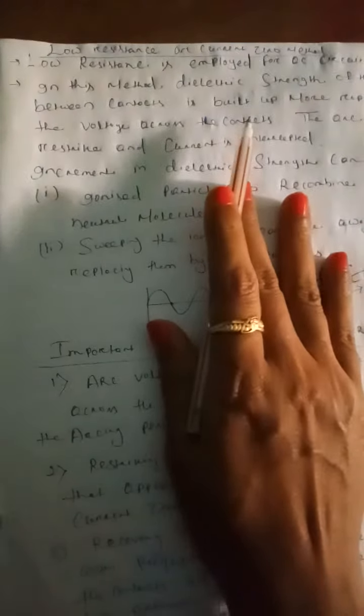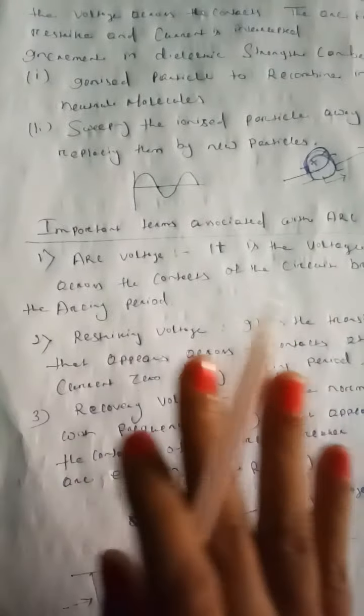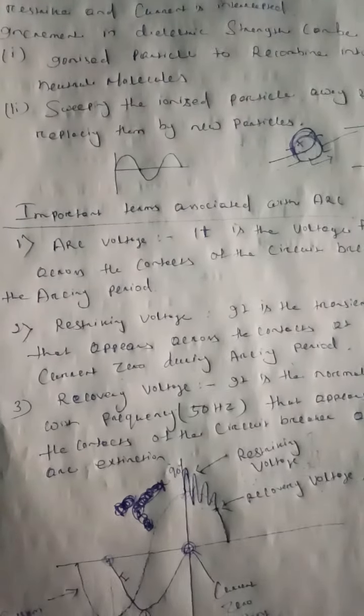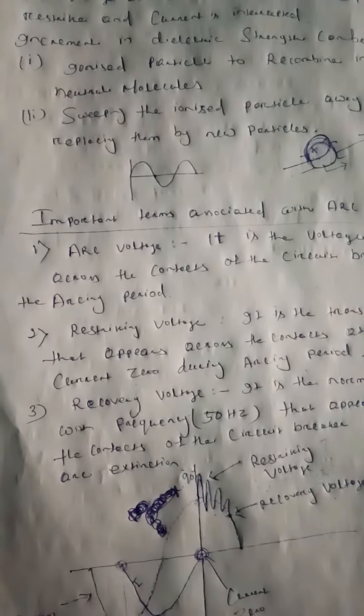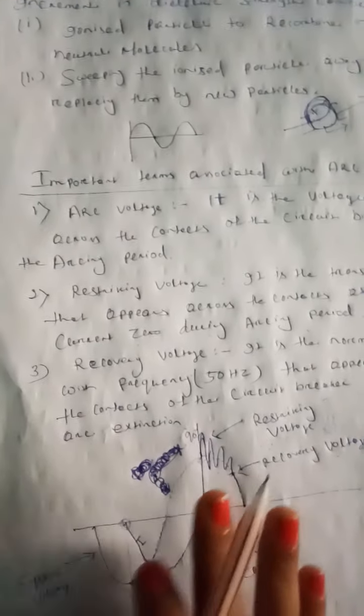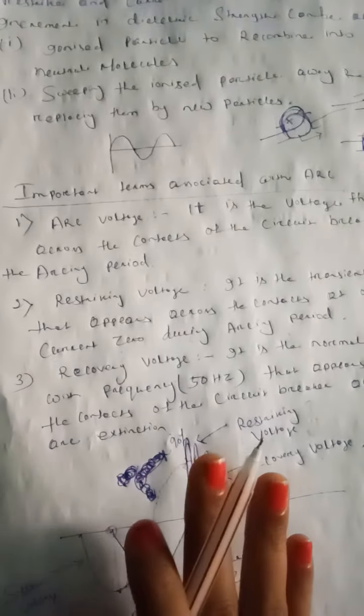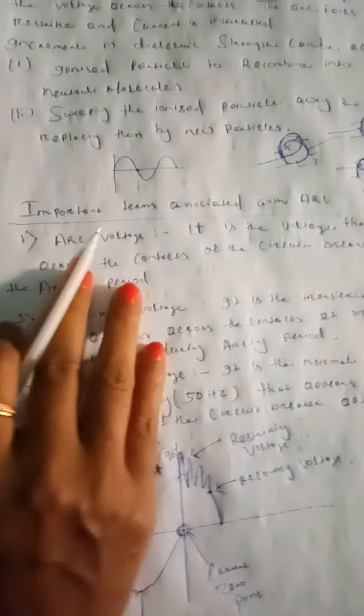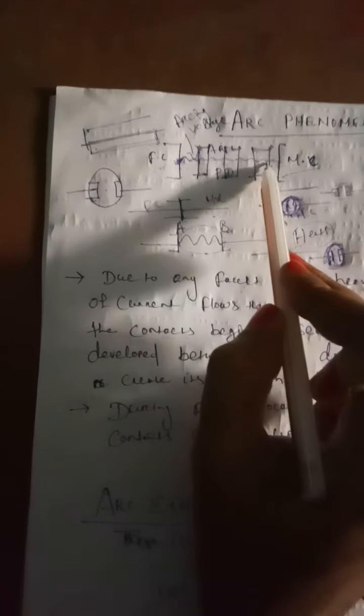Before going to this discussion, I want to tell three types of voltage which are associated with the arc. First one is arc voltage. Arc voltage is the voltage which appears in the arc period, means when the arc is produced. In this region the voltage is also there. This voltage is called arc voltage.